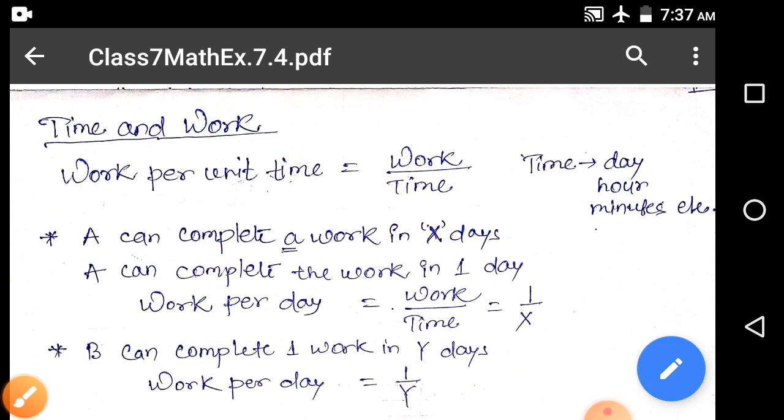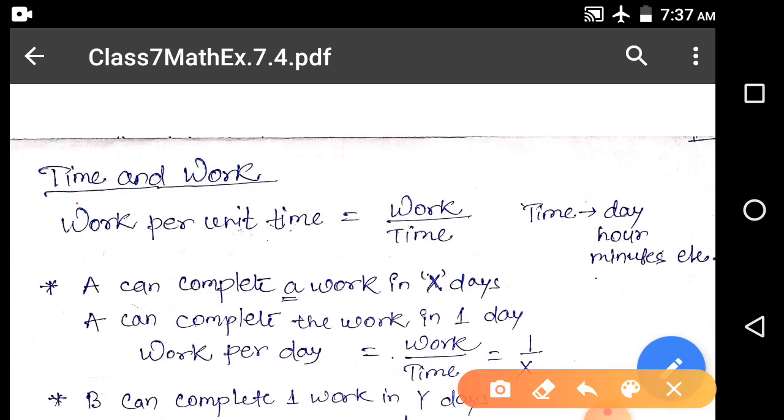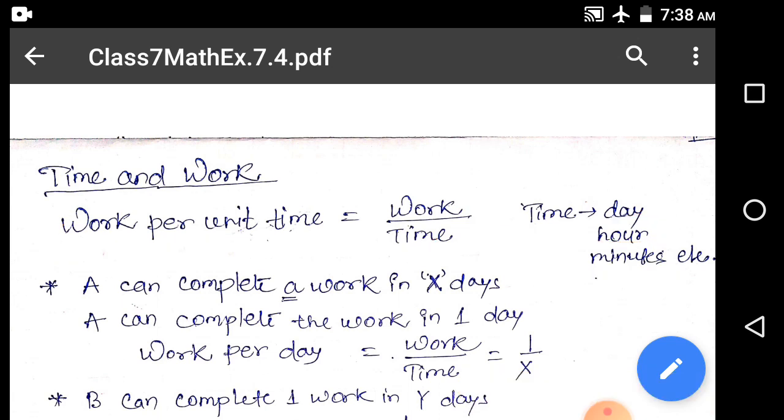Let's start with this relation. Suppose we have the value of work and time, then we can find out the work per unit time, that is the part of work done in unit time, by dividing the value of work, the amount of work, by the given time. Time is given in days, hours, minutes, or any other unit of time.